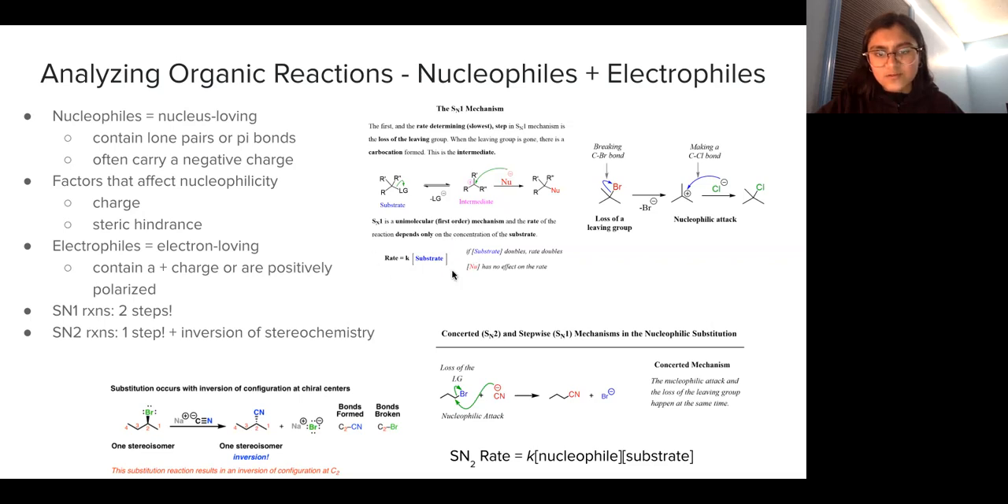The rate of both of these is also written. So the rate of the SN1 reaction is written here. This is the rate of your SN2 reaction.